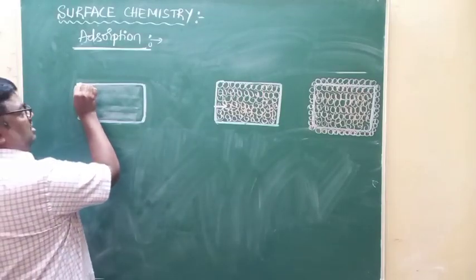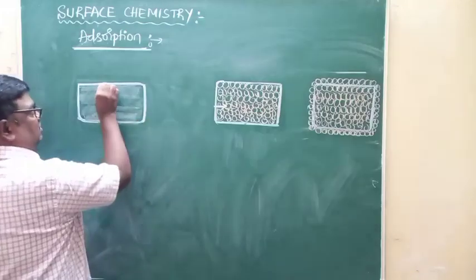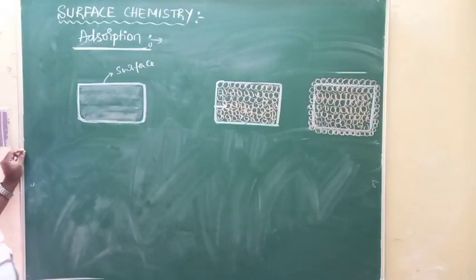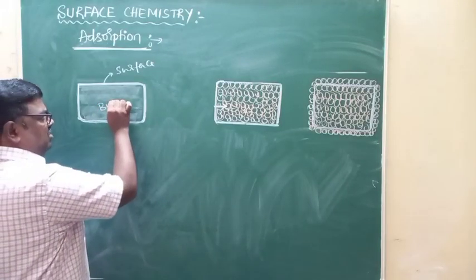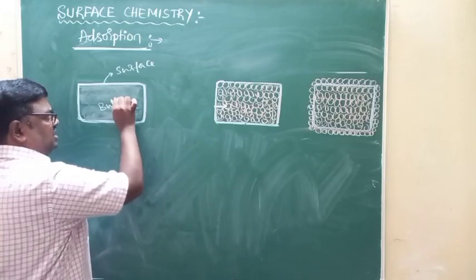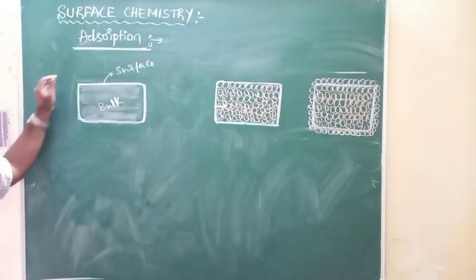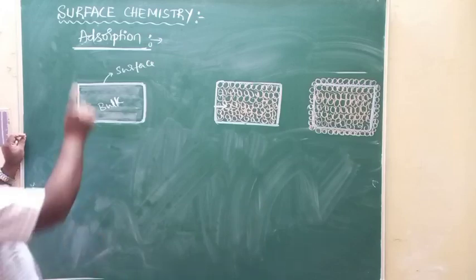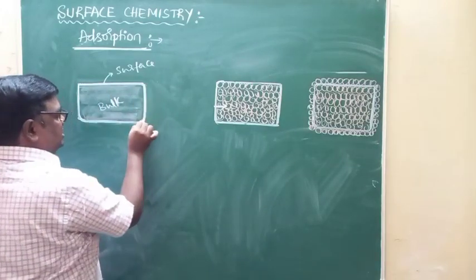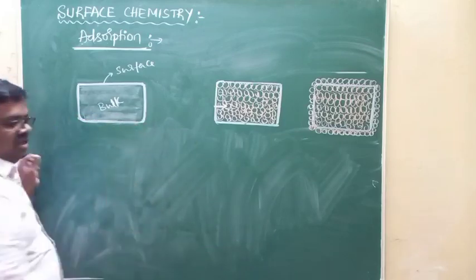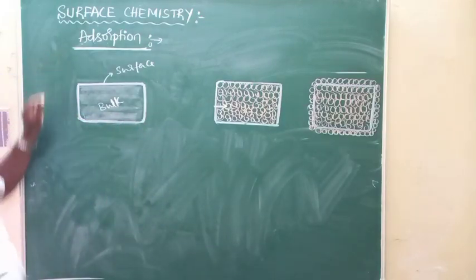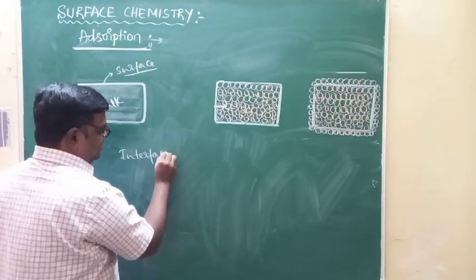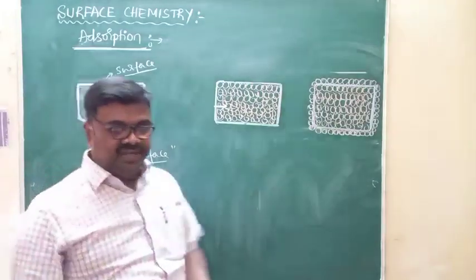The outer part of this particular substance is what we call the surface. The inner part, or inner region, of the substance is called the bulk. The outer region is called the surface. Or you can say surface is the top layer of the substance. And surface can also be called an interface.